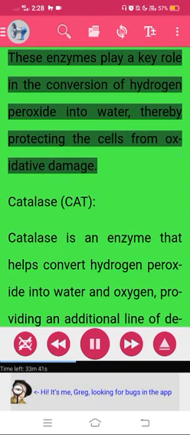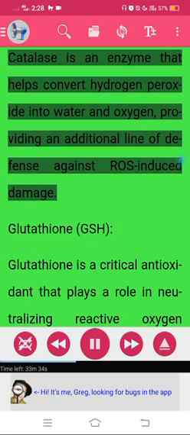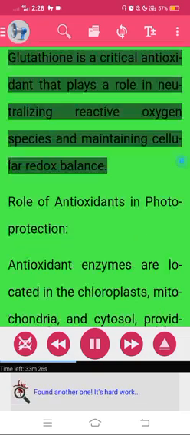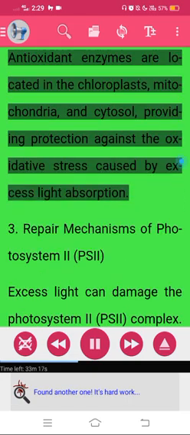These enzymes play a key role in the conversion of hydrogen peroxide into water, thereby protecting the cells from oxidative damage. Catalase, CAT. Catalase is an enzyme that helps convert hydrogen peroxide into water and oxygen, providing an additional line of defense against ROS-induced damage. Glutathione, GSH. Glutathione is a critical antioxidant that plays a role in neutralizing reactive oxygen species and maintaining cellular redox balance.